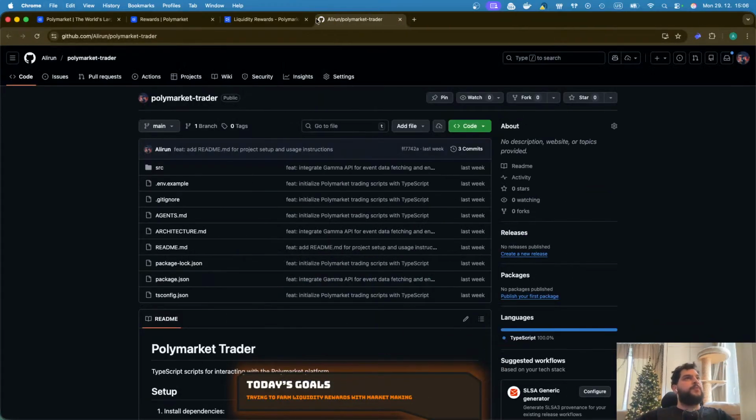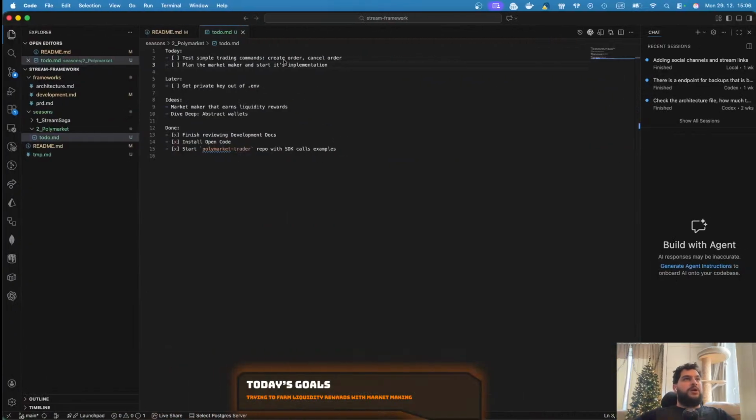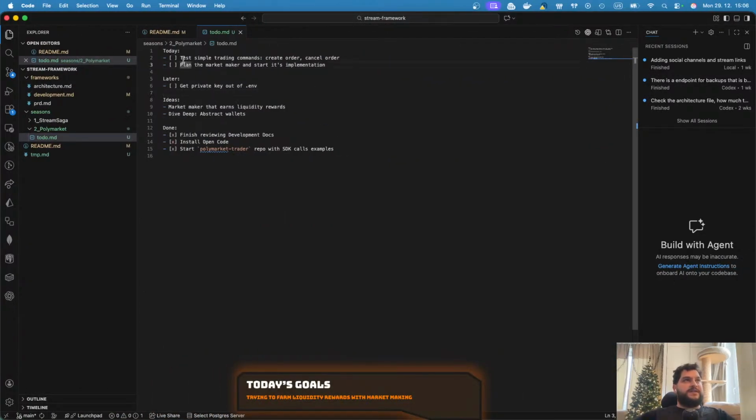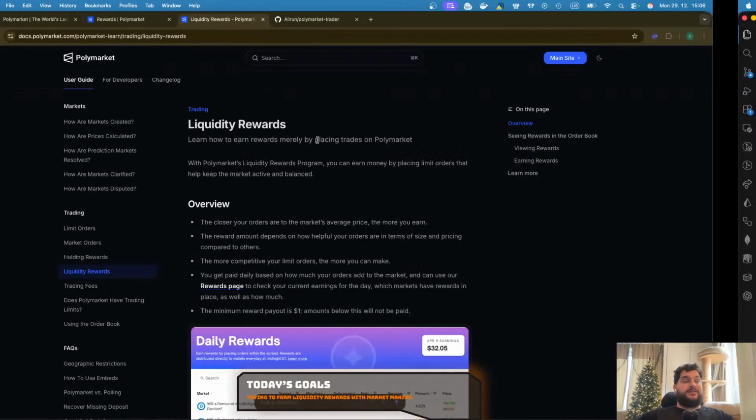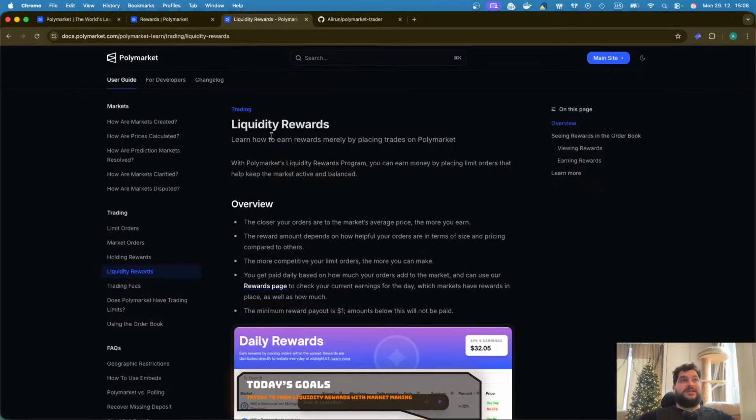So let me explain here, testing simple trading commands. I think it's self-explanatory. You don't need a description of what that is. And what I'm going to be doing next is planning the market maker, and especially the liquidity rewards farming.